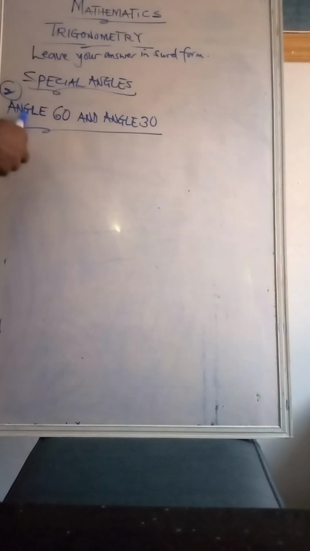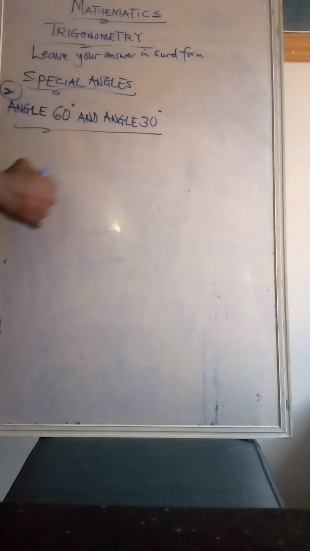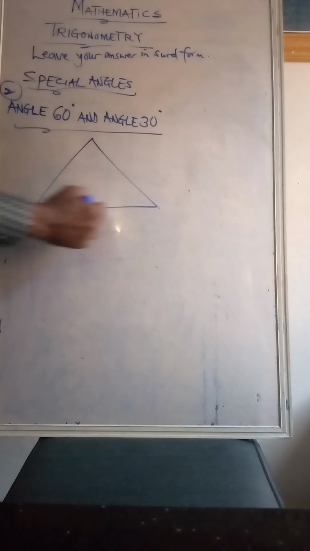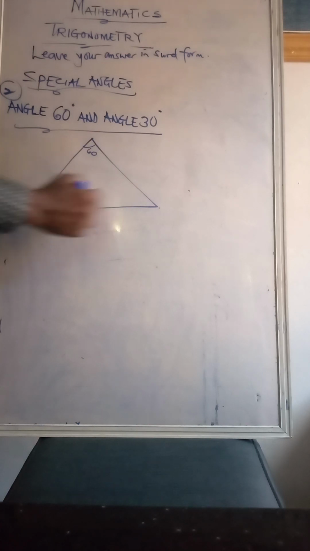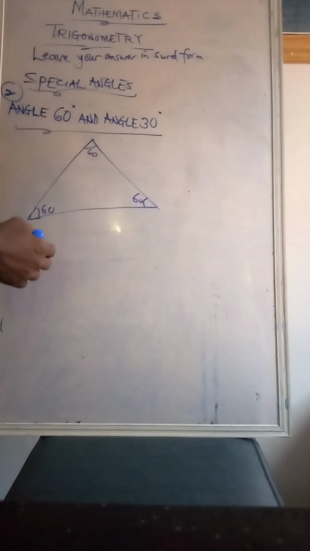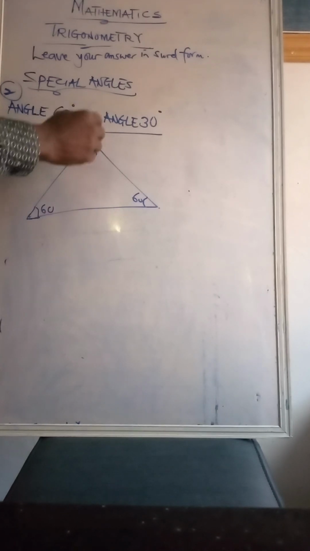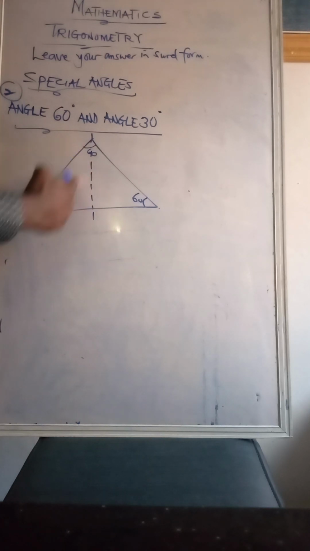Next one is angle 60 and angle 30. Before we can find the short form of angle 60 and angle 30 degrees, the first thing to do is to draw our diagram, which is an equilateral triangle. And remember, an equilateral triangle has angle 60 here, 60 here, and 60 here as well.